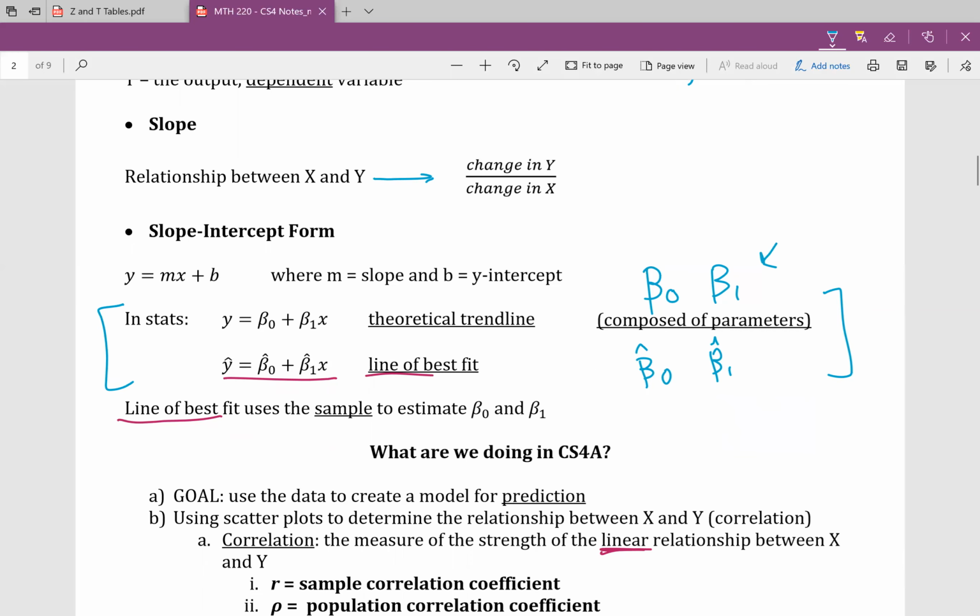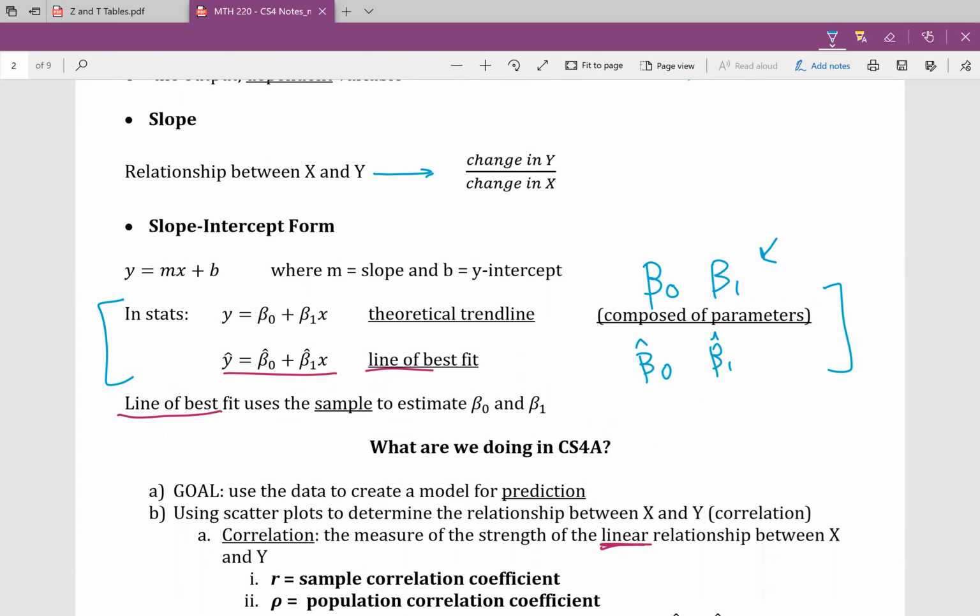There are two new symbols we need to know for correlation. R is the sample correlation coefficient. So what do we know? R is a statistic.